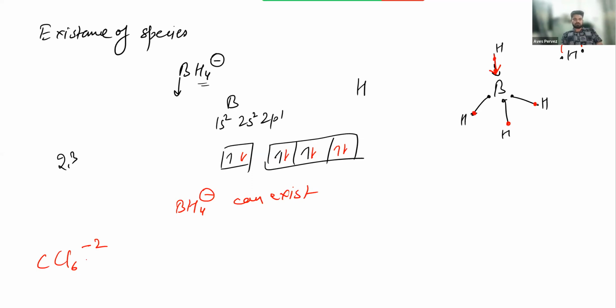No, sir. No? Yes, it cannot exist. Why can it not exist? Let me help you. This is carbon. It is going to have the electronic configuration 1s2, 2s2, 2p2.